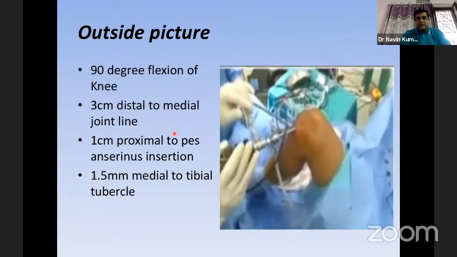Whenever you are making a tibial tunnel, the position of the knee should be 90 degrees, 3 centimeters distal to the medial joint line, usually 1 centimeter proximal to the pes anserinus insertion, and 1.5 centimeters medial to the tibial tubercle.